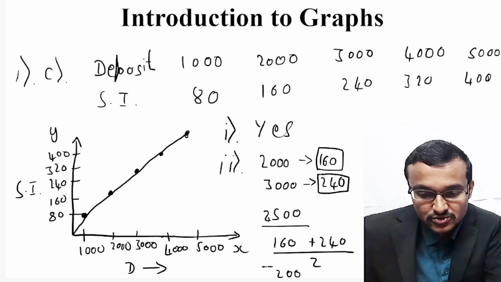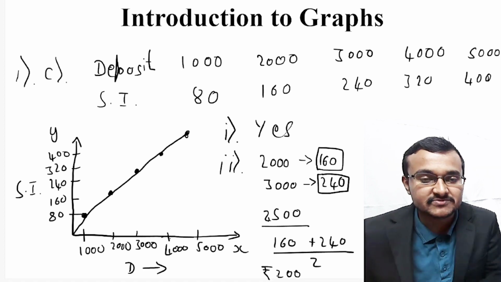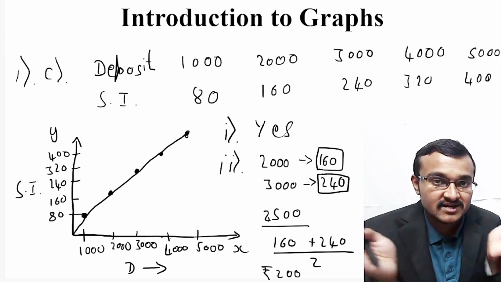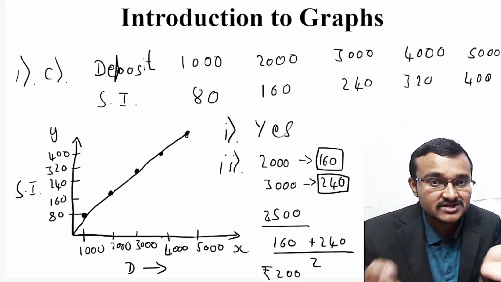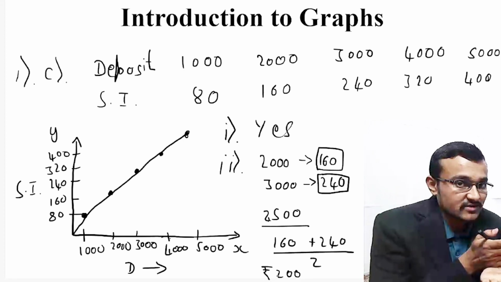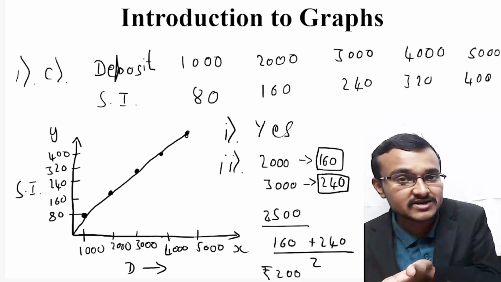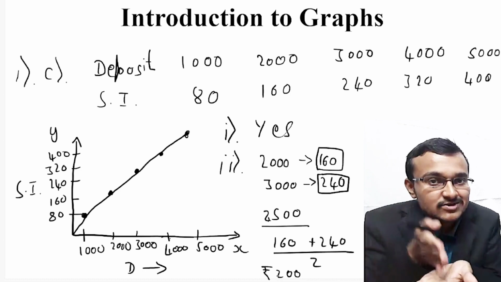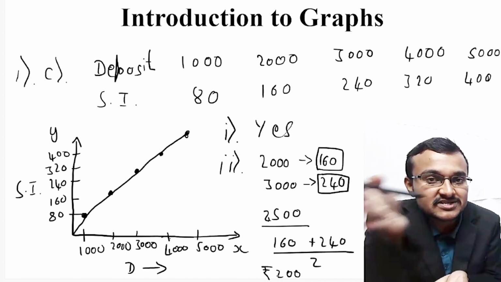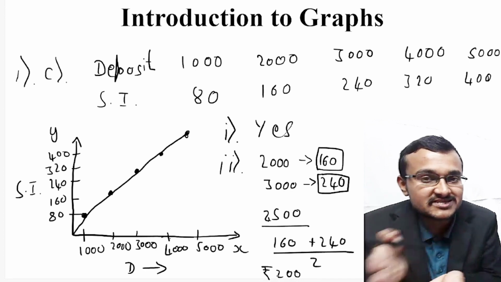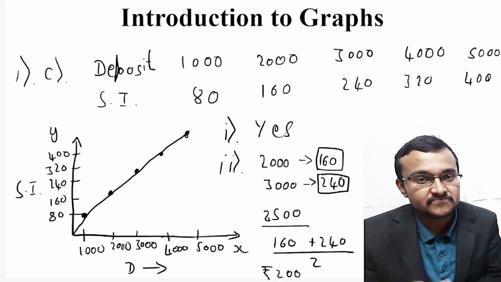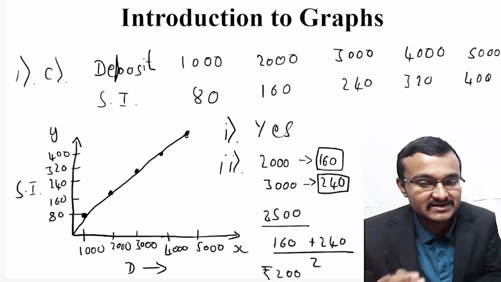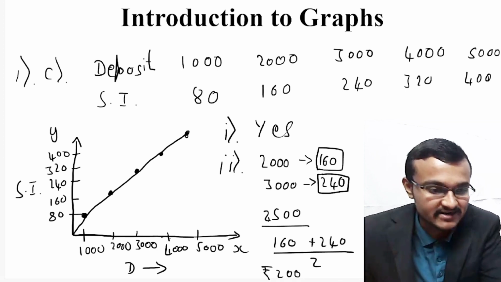So the answer for this second question is 200 rupees, because 160 plus 240 is 400, and 400 divided by 2 is 200. At 2000 you are getting 160 rupees and at 3000 you are getting 240 rupees. So in between 160 and 240 is 200, because in between 2000 and 3000 is 2500. So 200 rupees is the simple interest at 2500 rupees.